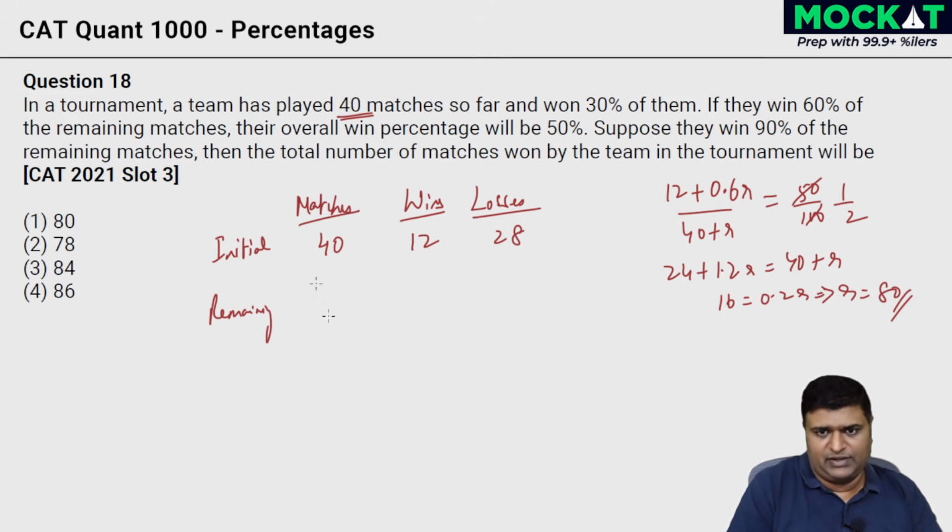All right, so in place of R, I know the remaining matches now, that's 80. Suppose they win 90% of the remaining matches. Okay, they're saying something else is happening right now. What is it? 90% of 80 has been won. 9 into 8 is 72. Those are the wins.